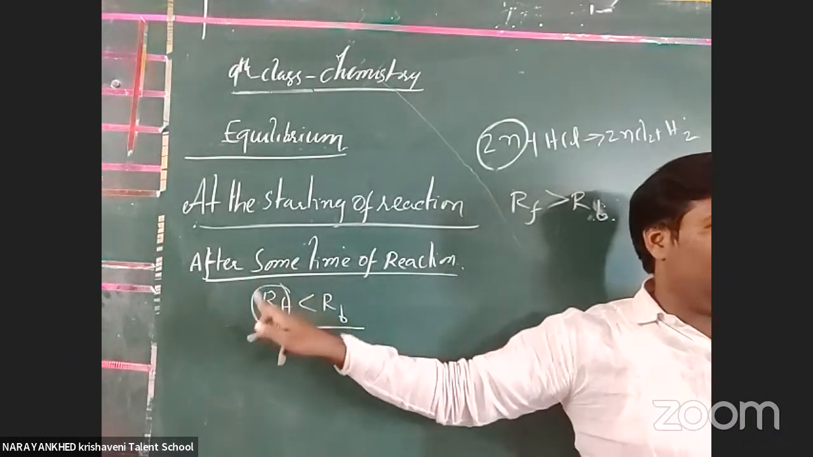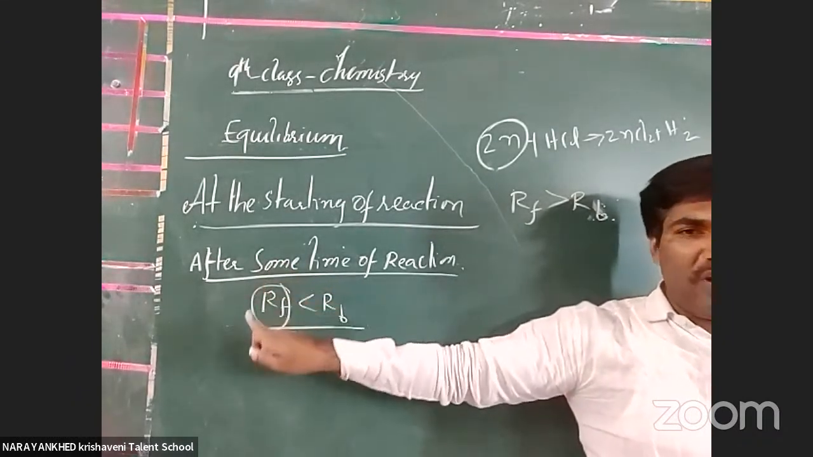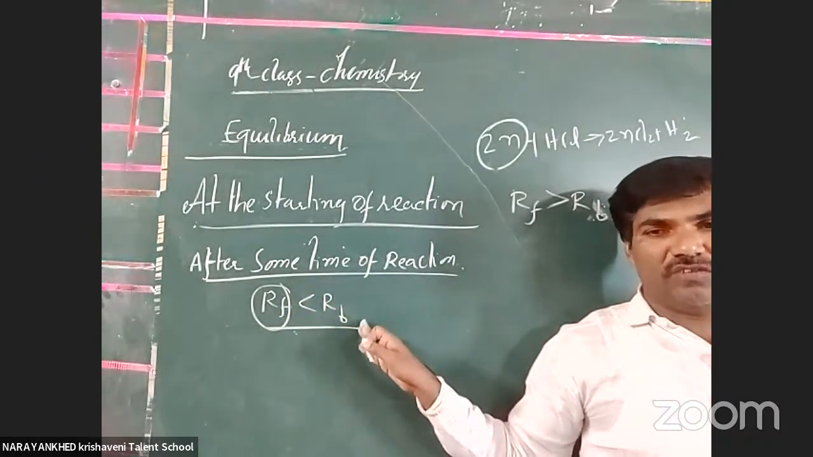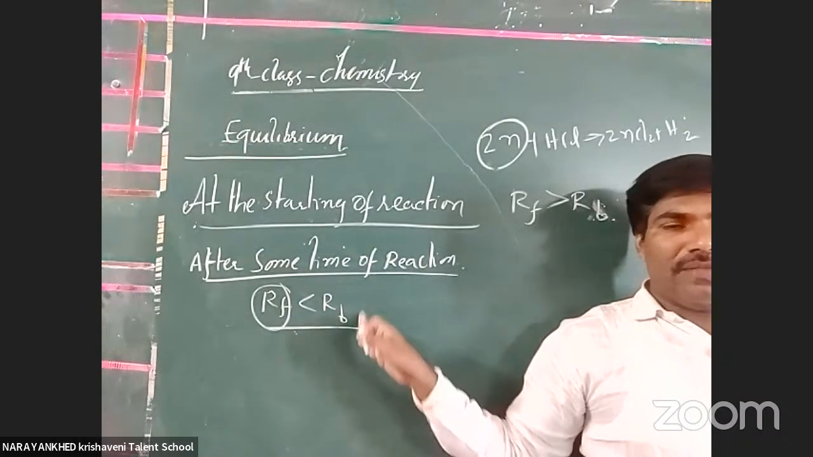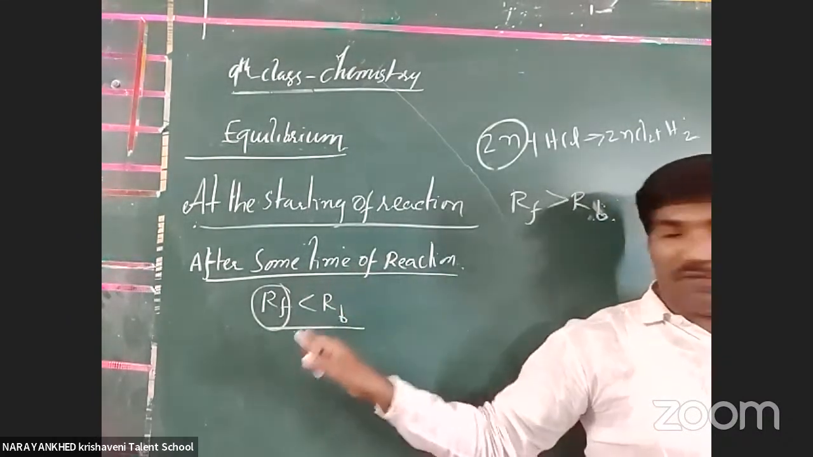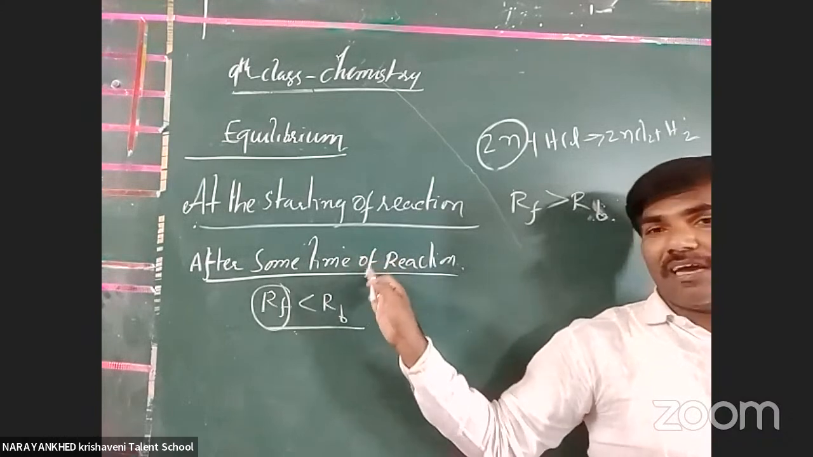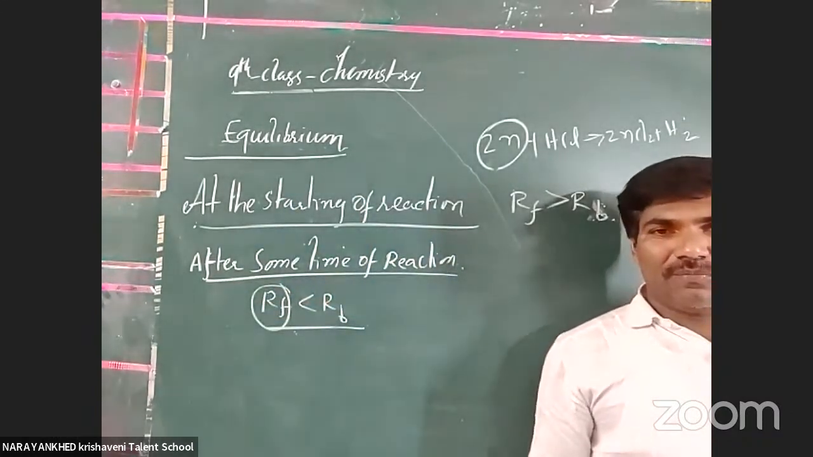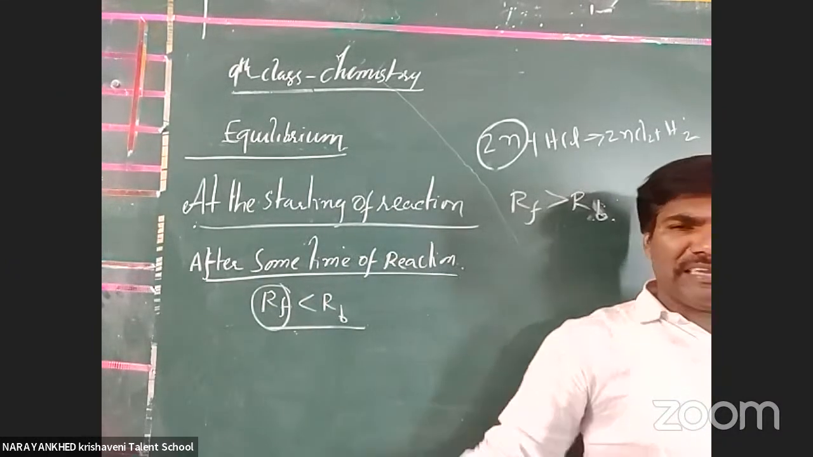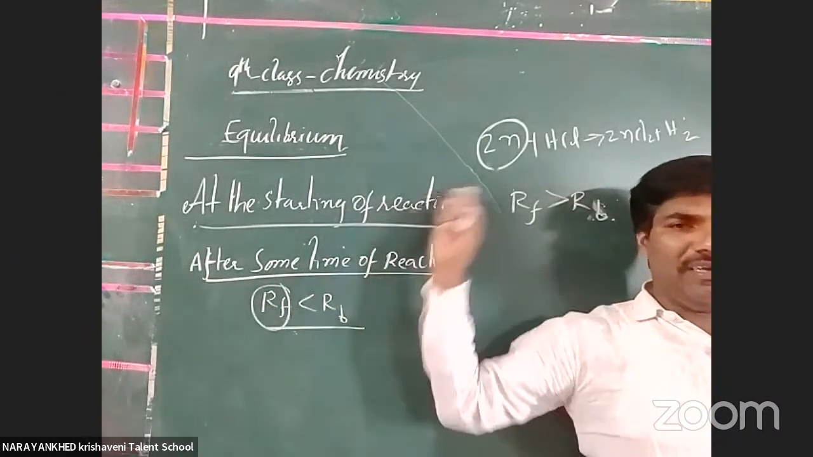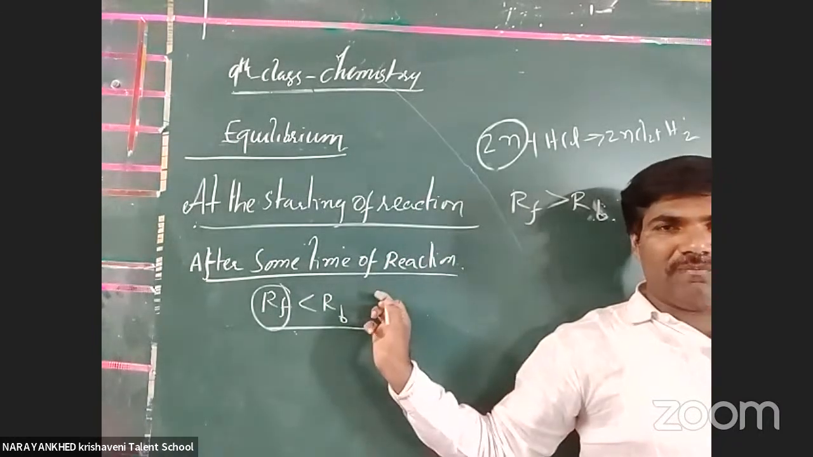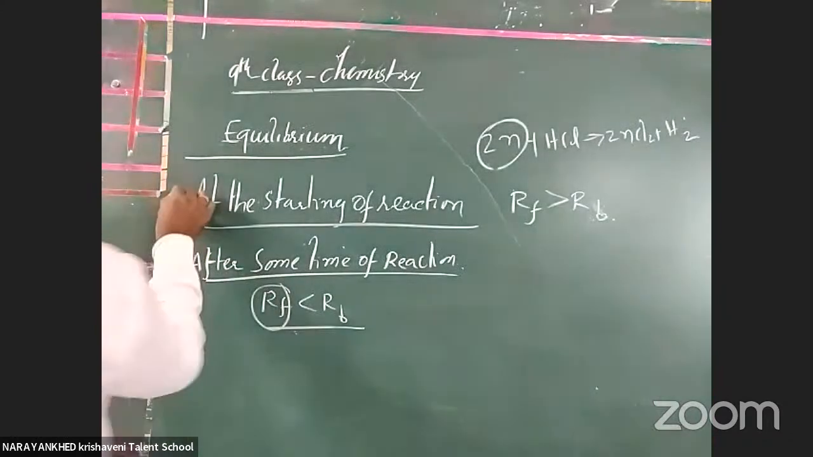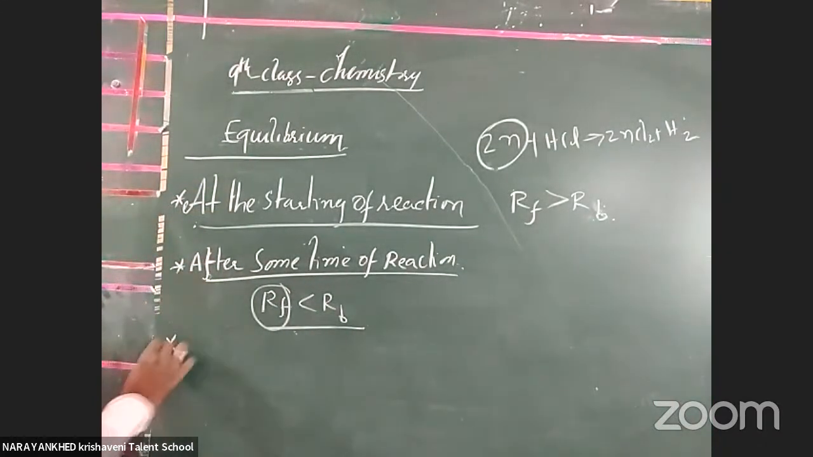RF is the rate of reaction in the forward direction, and RB is the rate of reaction in the backward direction. Okay, clear or not? The backward rate is greater after some time of reaction start. At the time of reaction start, it will be like this. After some time, it will be like this. Got it or not?